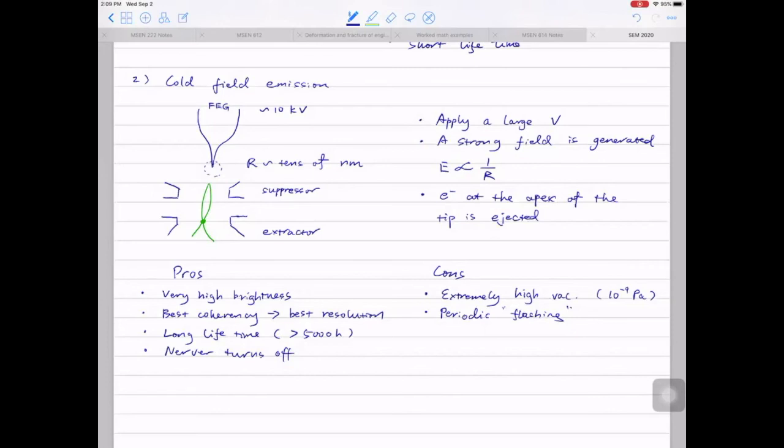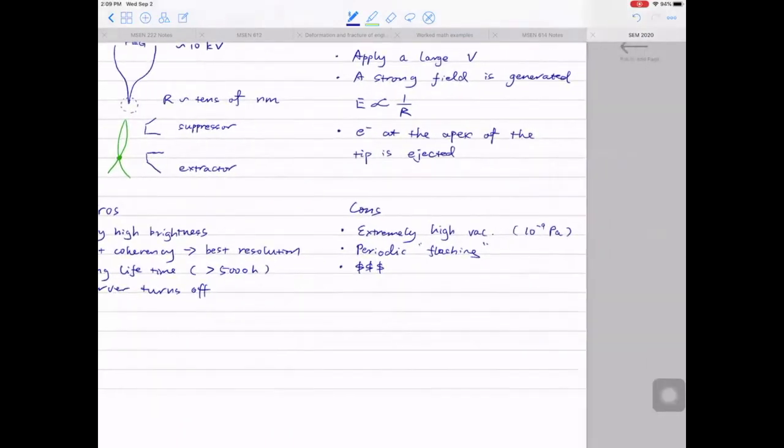The third thing is more critical. It's very, very expensive. I couldn't recall exactly how much it costs, but definitely you don't want to break one of these. If you break one of these, most likely you cannot afford it, and your advisor will be very mad. Okay, so this is the second type of electron guns. Let's move to the third type.